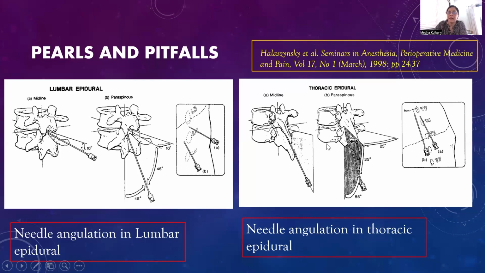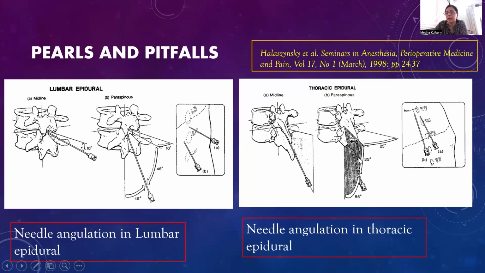As against this, if you see the thoracic spine, as I mentioned earlier, the spines in the upper thoracic region are totally overlapping each other, and it is virtually impossible to reach the epidural space through the midline. Hence, a paraspinous approach is advocated in the thoracic region.